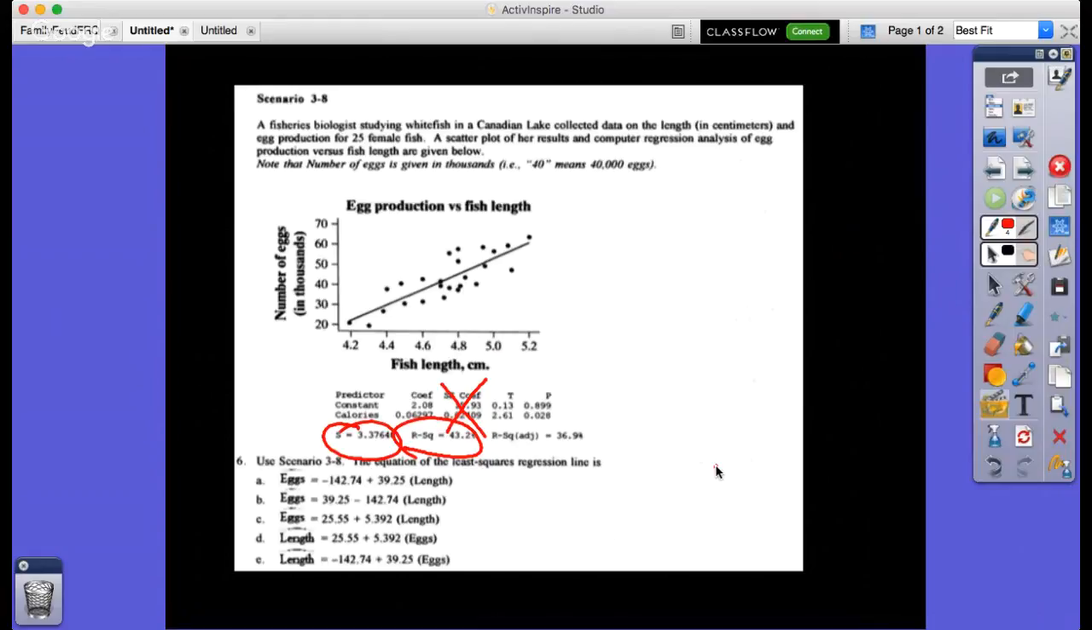All right, so with that being said, I know for a fact, based upon this right here, that the equation is as follows. Y hat equals the second one that's down below, this calories that's related here, okay?